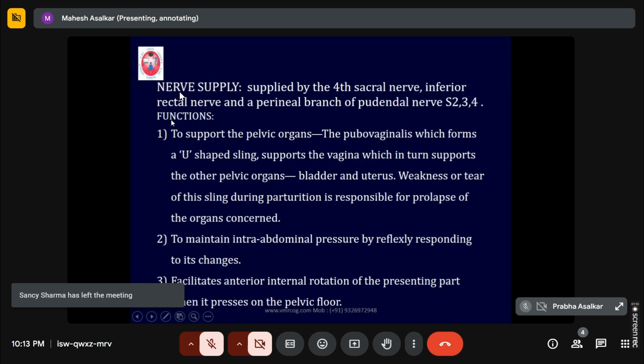Functions. So what are the functions of the pelvic floor or the pelvic diaphragm? One, it gives support to the pelvic organs. The pubovaginalis, which forms a U-shaped sling, supports the vagina, which in turn supports the other pelvic organs like the bladder and the uterus. Weakness or tear of this sling during parturition is responsible for prolapse of the organs concerned. Two, to maintain intra-abdominal pressure by reflexly responding to its changes. Three, it facilitates anterior internal rotation of the presenting part when it presses on the pelvic floor.